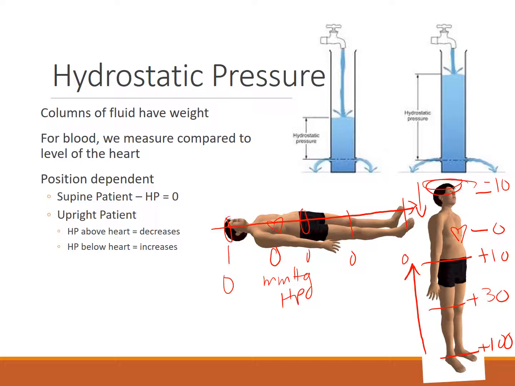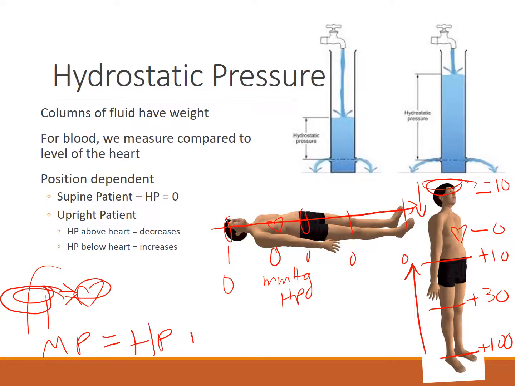When we take blood pressures at the doctor's office, think about how you're sitting there. They usually do it on your arm at the level of the heart. That's because this technically should be the true pressure that's going on in the heart. We also need to consider what measured pressure equals, and that is going to equal hydrostatic pressure plus the circulatory pressure.